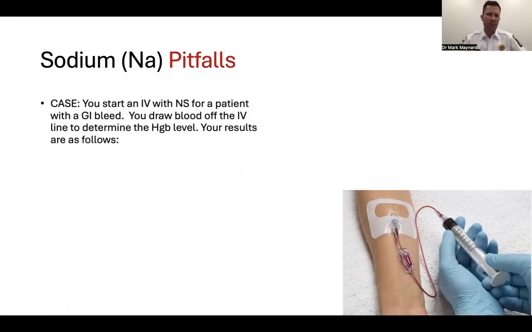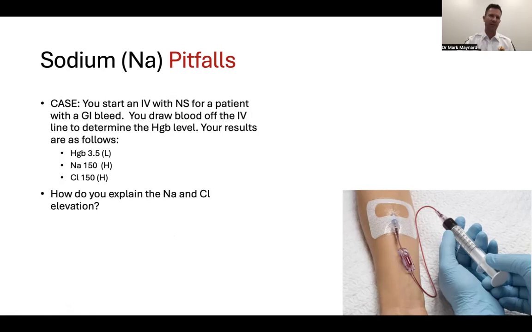You start an IV with normal saline running, and the patient has a GI bleed. So you're using the EPOC system to check the hemoglobin level. And when you run your results, this is what you see: a hemoglobin of 3.5. That's really, really low. You see a sodium that's high, 150, and a chloride that's also high, 150. So how do you explain this high sodium and chloride?